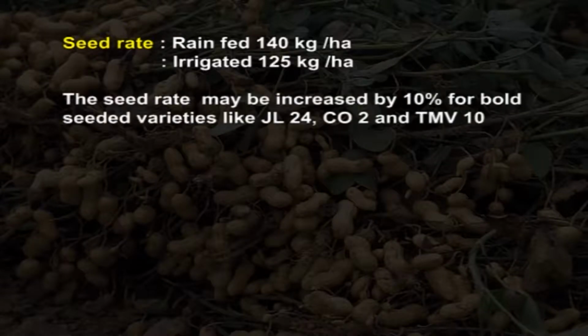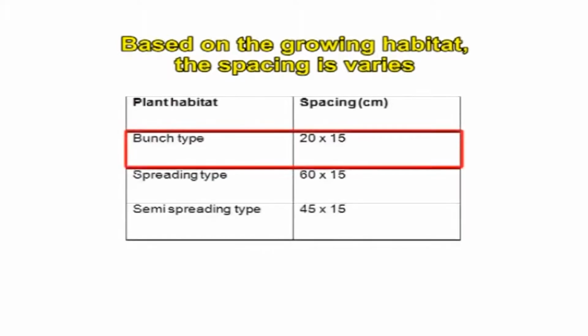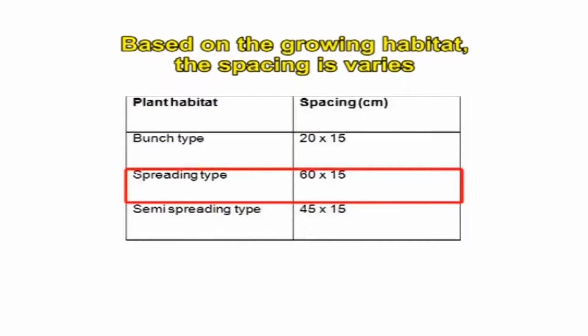The seed rate may be increased by 10% for bold seeded varieties like JL24, CO2 and TMV10. Then go for spacing. Based on the growing habit, the spacing varies. For bunchy type, the spacing is 20 into 15 centimeter. For spreading type, 60 into 15 centimeter. For semi-spreading type, 45 into 15 centimeter.